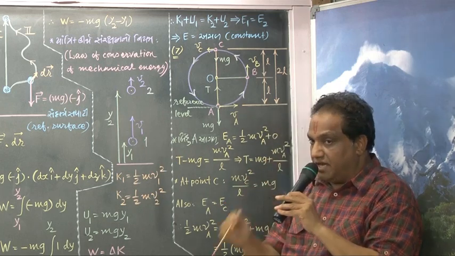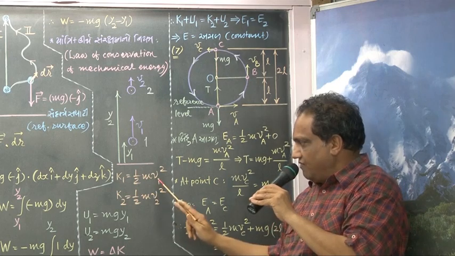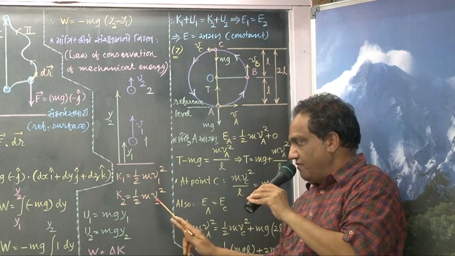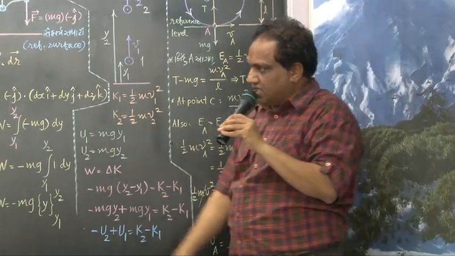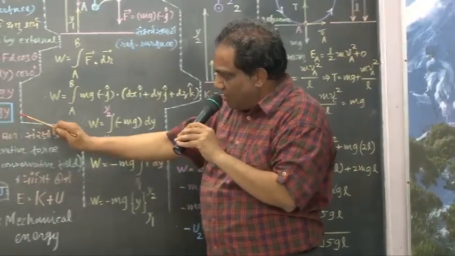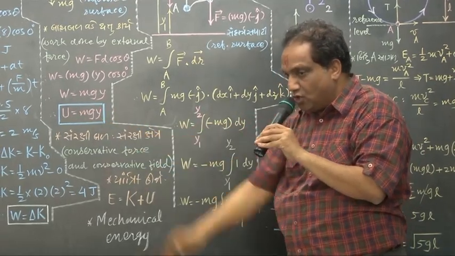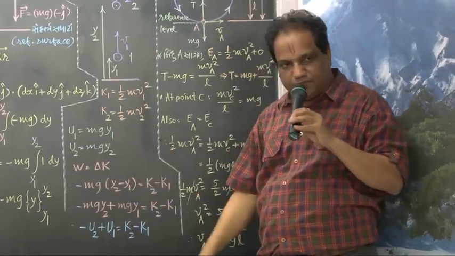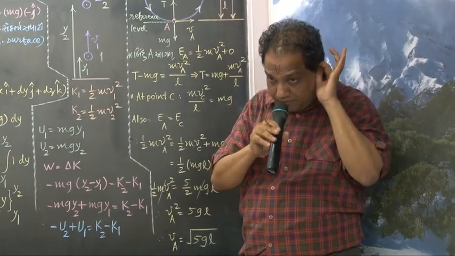Now tell me, what are the kinetic energies? K equals half mv squared. Instead of v, when you write v1, instead of K you should write K1. What about gravitational potential energy? U equals mgy. When you write y1, you should write U1. When you write y2, you should write U2. U1 equals mgy1. U2 equals mgy2.